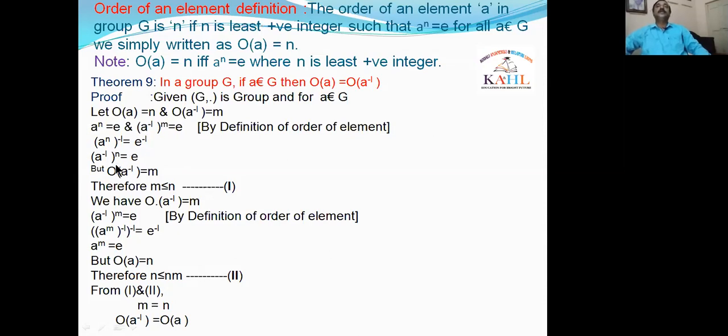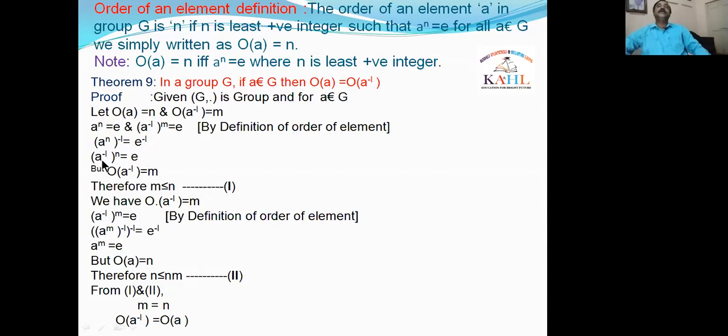Okay, right. Now, here a power n is equal to e. I am taking inverse on both sides. That is, a power n whole inverse is equal to e inverse. For a power n whole inverse, the powers n and minus 1 are interchangeable. That means a power n whole power minus 1 can be written as a inverse whole power n. What is e inverse? The inverse of the identity is also the identity. That means e inverse is equal to e.